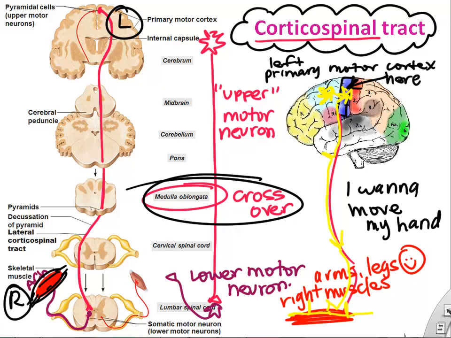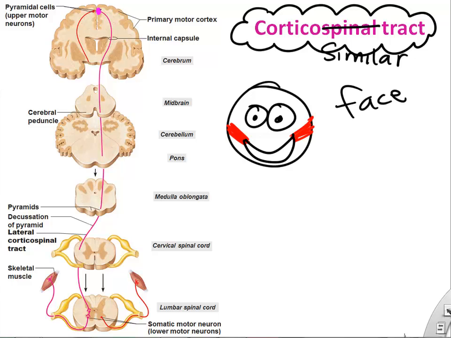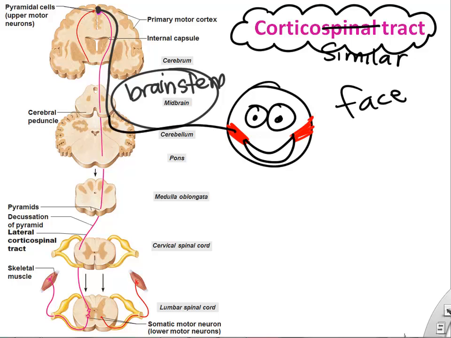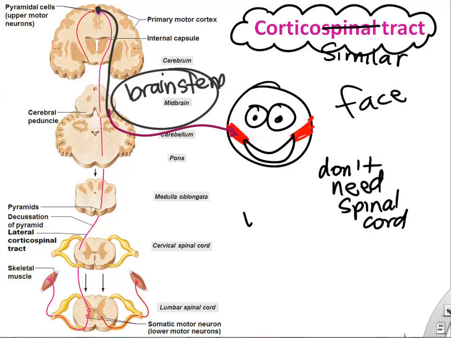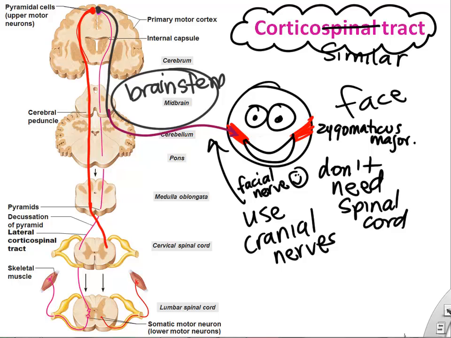Or in this case, I wrote move my hand, but say move your leg. What if you wanted to move your face and smile? Well, it's not the corticospinal tract, but very similar in the same way, in that your primary motor cortex sends out a signal, probably goes to your brain stem, synapses with another neuron, and then that neuron goes out to, say, your zygomaticus major, and causes your facial muscles to contract. And those are called cranial nerves when they come directly off the brain. So the zygomaticus major is controlled by the facial nerve.